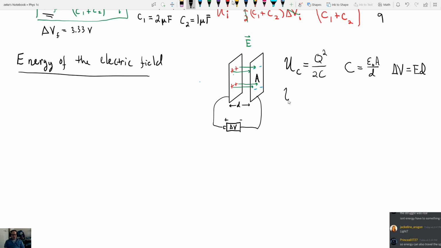And actually, now that I look at what we have, we probably want to use this definition: U sub C is equal to 1/2 C times delta V squared. I think that's the one we want. That's going to be a little easier to work with. And then we might need the other equation, which is Q equals C delta V. I don't know if we'll need this or not. So let's put this all together.